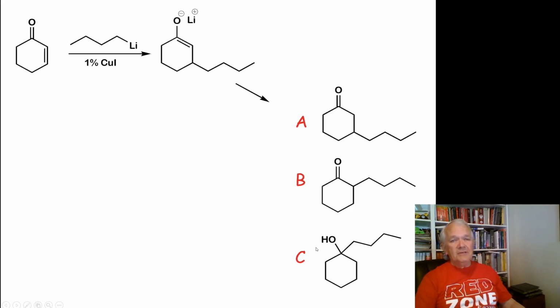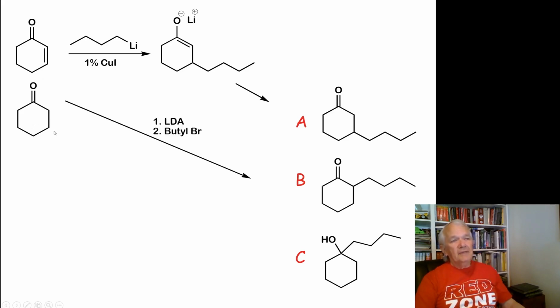How would you make B and C? Just while we're at it, that's not really part of the question, but how would you do that? Well, if you want to make B and C, you don't want to start with a double bond. You just want simple cyclohexanone. You form an enolate with LDA, and you can react it with butyl bromide. And of course, this up here is simply the product of reacting butyl lithium with cyclohexanone. So you can make any of these compounds.